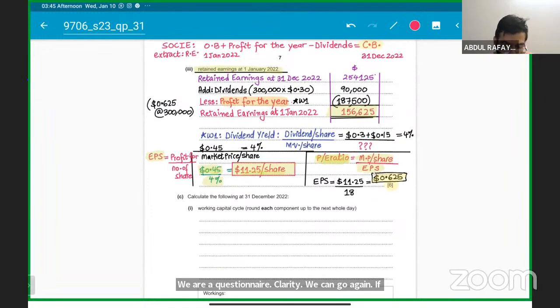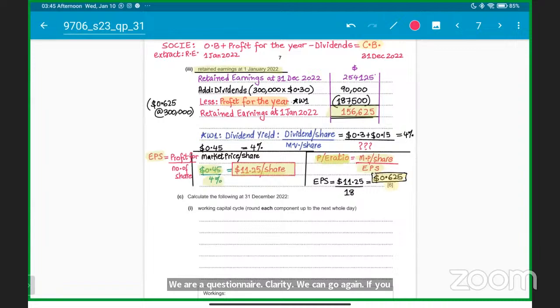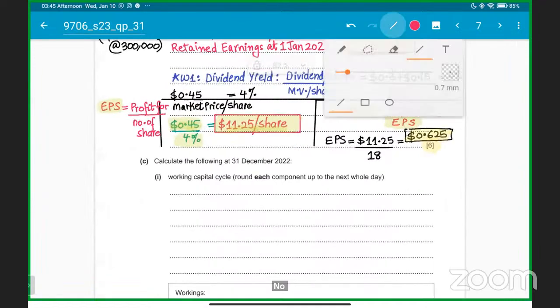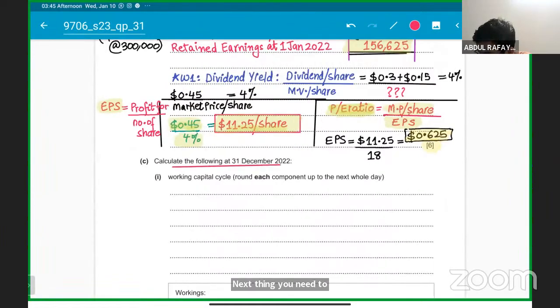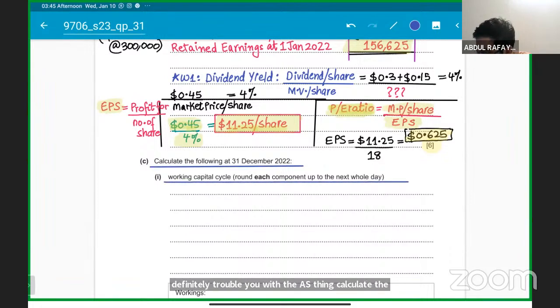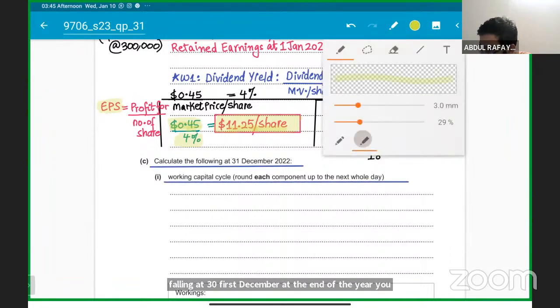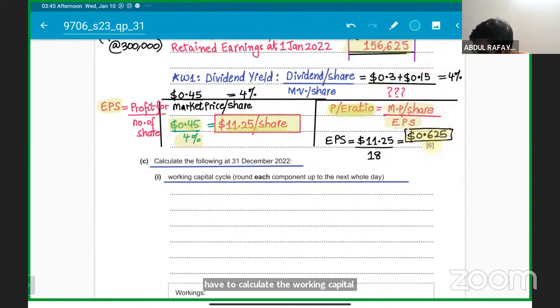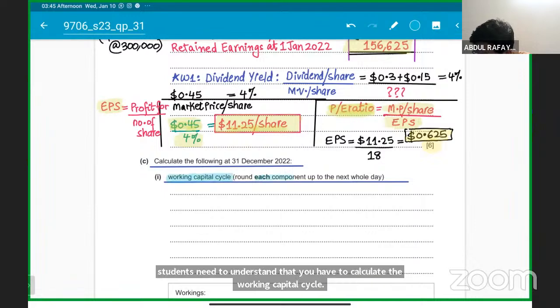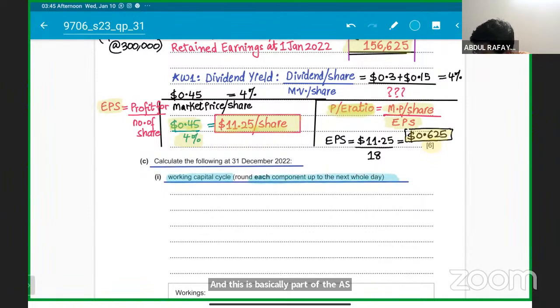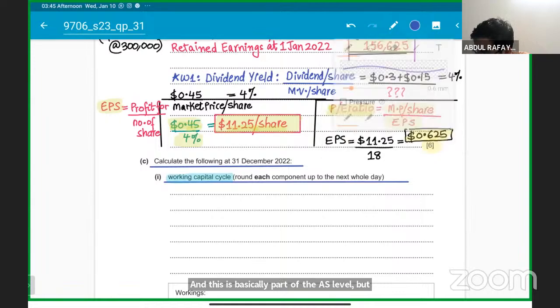Next thing you need to understand, students, is basically, again, as I mentioned a lot of times, they will definitely trouble you with the AS thing. Calculate the following at 31st December at the end of the year. You have to calculate the working capital cycle. This is basically part of the AS level, but definitely tested in the A2 level as well. Everyone getting it? So it's like topics that are common in both.